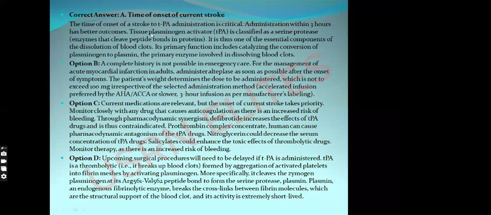So TPA, that's tissue plasminogen activator, is classified as a serine protease. It breaks down the peptide bonds, and it is thus one of the essential components of the dissolution of blood clots. Its primary function includes catalyzing the conversion of plasminogen to plasmin, the primary enzyme involved in dissolving clots. So the idea, even from here, the second sentence, administration within 3 hours has a better outcome. That's why we are assessing the time.